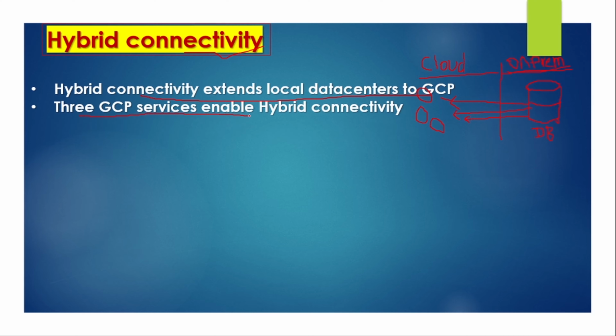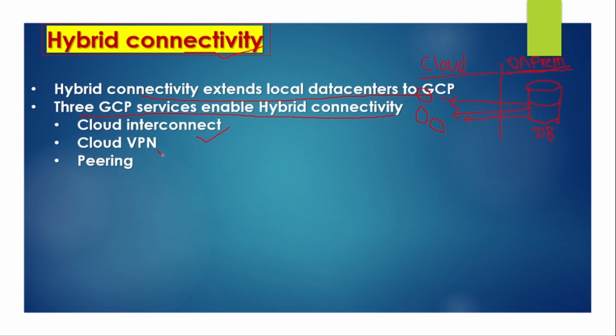So hybrid connectivity extends a local data center to GCP. This is your local data center and you want to extend it to GCP. Okay, so you are moving these on-prem resources to the cloud environment. So how do you achieve hybrid connectivity? There are three GCP services that enable hybrid connectivity, and these are Cloud Interconnect, Cloud VPN, and peering.